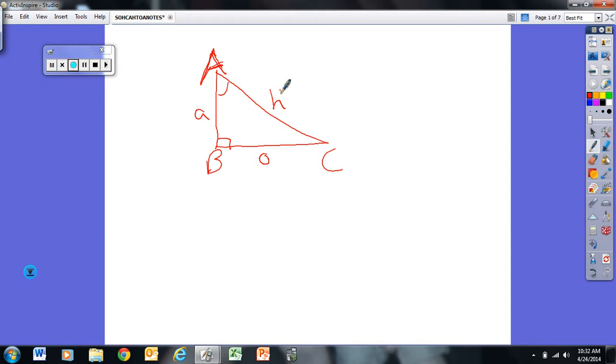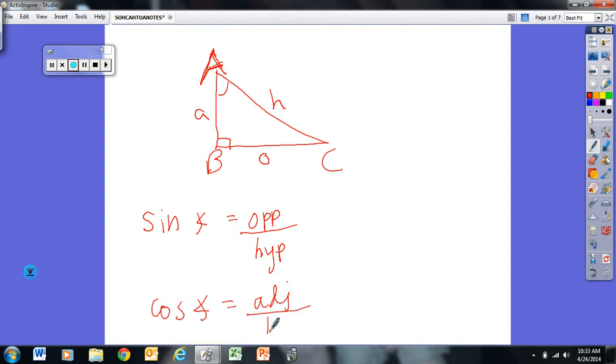So then we can talk about sohcahtoa, or right triangle trig. What right triangle trig says is that the sine of an angle equals the opposite side over the hypotenuse. The cosine of an angle equals the adjacent side over the hypotenuse. And the tangent of an angle equals the opposite side over the adjacent side.